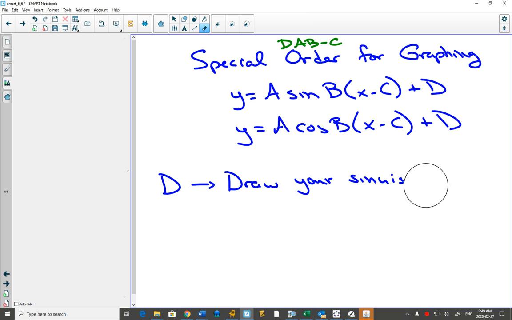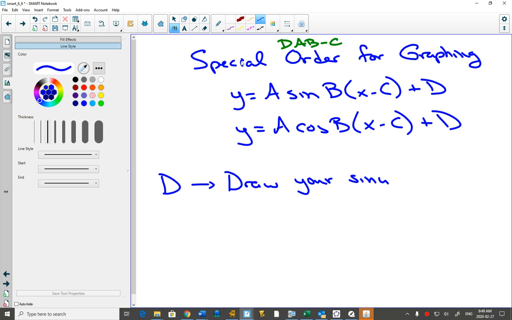So the first thing you're going to draw, oh, spelt it wrong. Draw your sinusoidal axes.